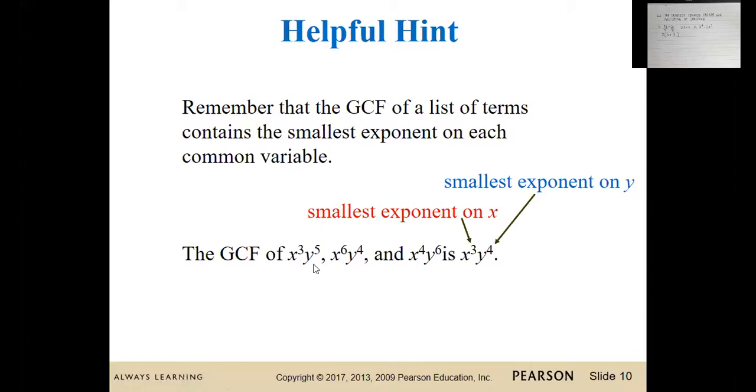Okay, and then when you go to your y's, let's look at our y's. Y to the 5th, y to the 4th, y to the 6th. Again, my greatest common factor is going to be the smallest exponent of y's, which in this case would be y to the 4th. Because that, again, is what I am factoring out. I can't pull something out that's not there. So I can't go more than y to the 4th because there's only 4 that I can pull out here. I can't pull out 5 if there's only 4. Hopefully that makes some sense.